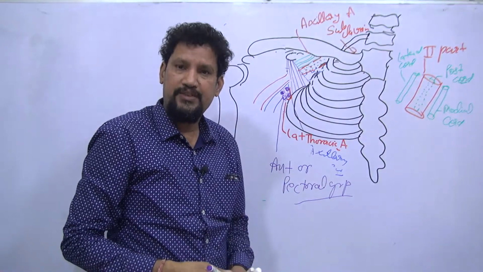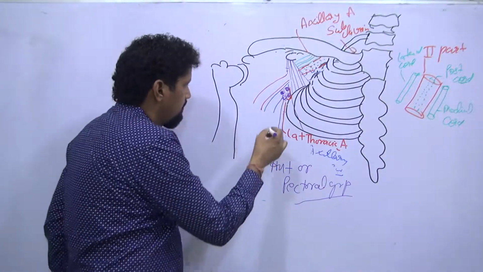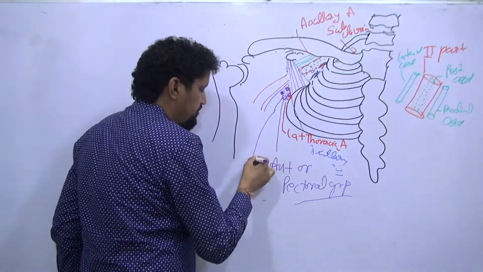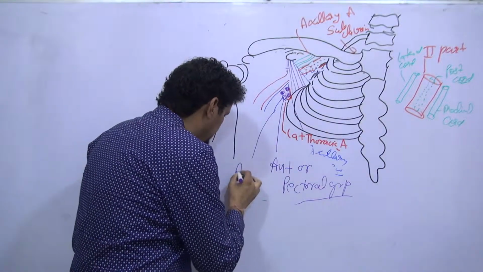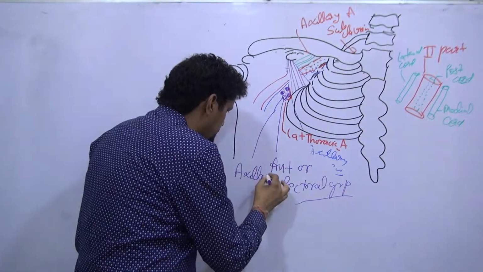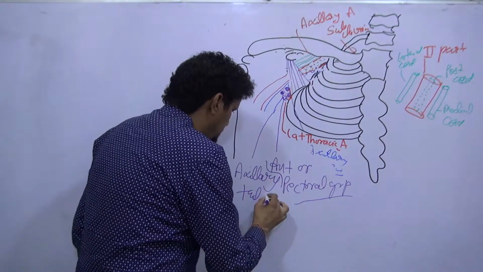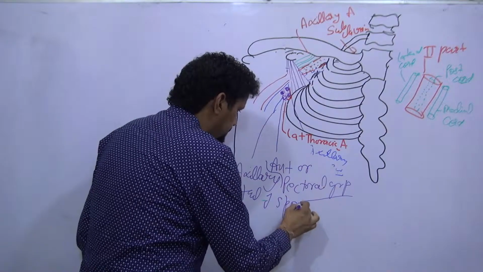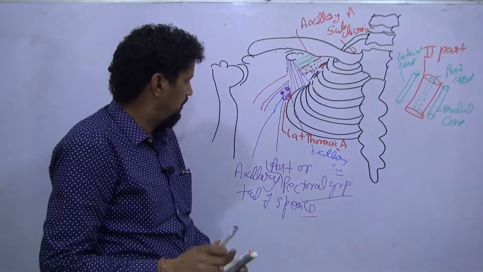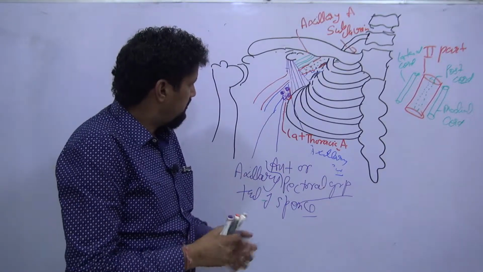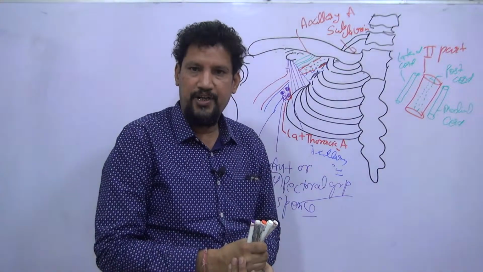The tail of Spence, the axillary tail of Spence, is sometimes confused with the lymph nodes when it is enlarged; it also drains here. These lymph nodes are enlarged in breast carcinoma.